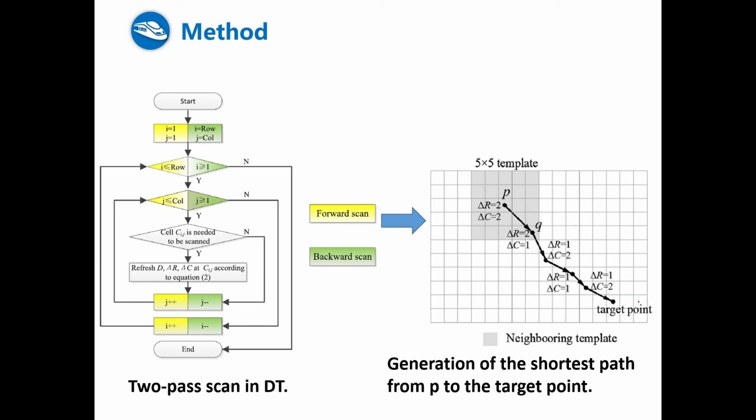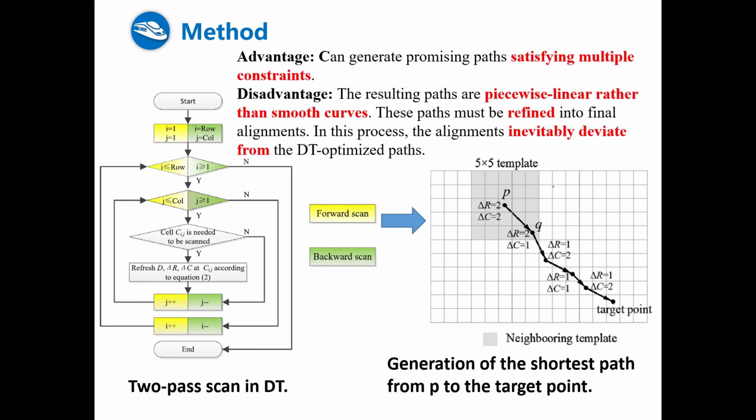Then the best path, that is the lowest cost path, can be generated by tracing the best local path and the lowest local distances to generate the best path. The advantage of this method is that it can find many promising paths satisfying multiple complex constraints. The disadvantage is that the resulting paths are piecewise linear rather than smooth curves.